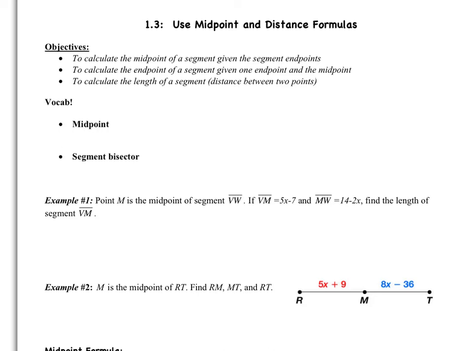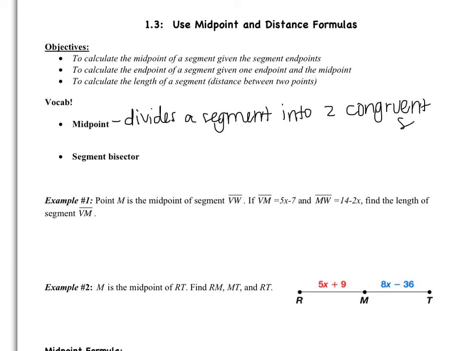So a midpoint divides a segment into two congruent segments. So writing an example, if this is our segment, here's our midpoint, it creates two congruent segments. So the two parts are going to be equal.